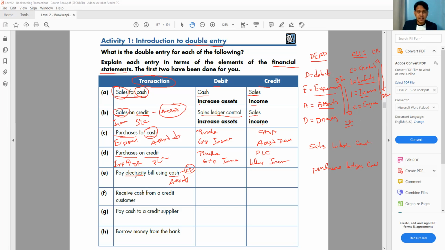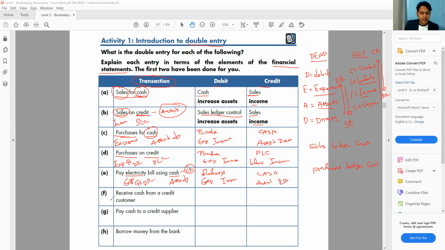And electricity bill is expense. Any type of bills, rent, rates, electricity bill, any type of bills is expense. So my expense would be increasing and that's my debit. So electricity is debit because expense is increasing. On the other hand, cash is a credit because asset is decreasing. If I pay my bill from my cash, obviously my cash balance will go down.